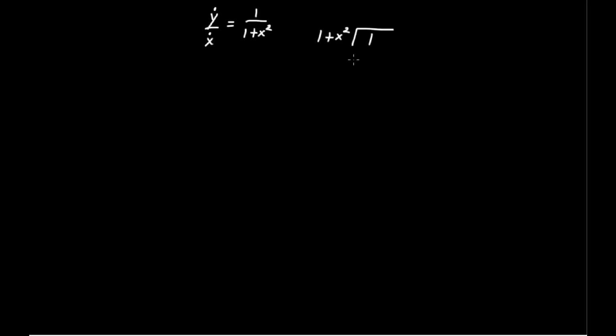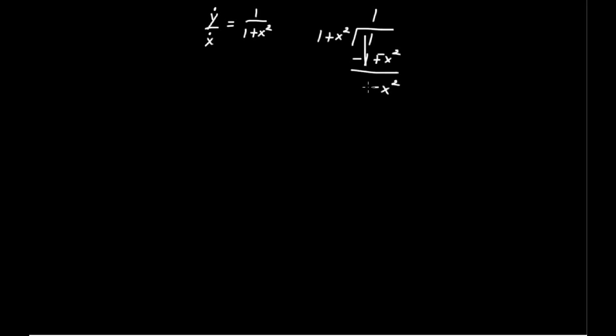So how many times does 1 go into 1? The answer is 1. I multiply 1 by 1 plus x squared, I get 1 plus x squared. I do the subtraction, flip those signs, get the cancellation there. I'm left with minus x squared.